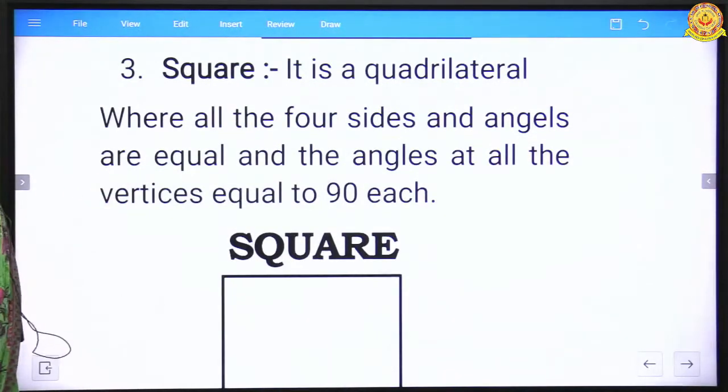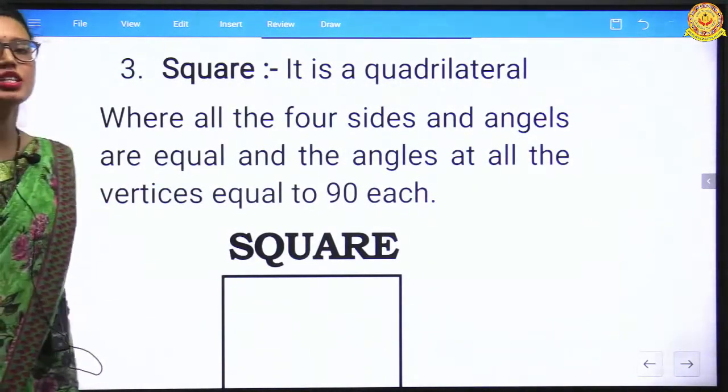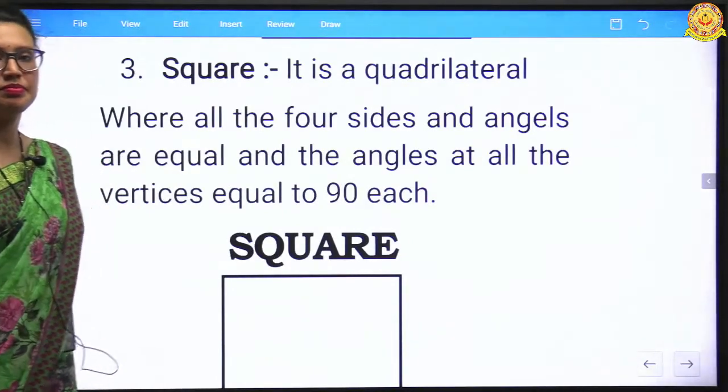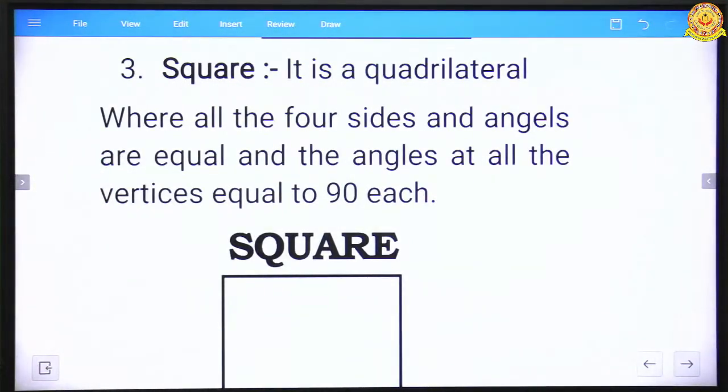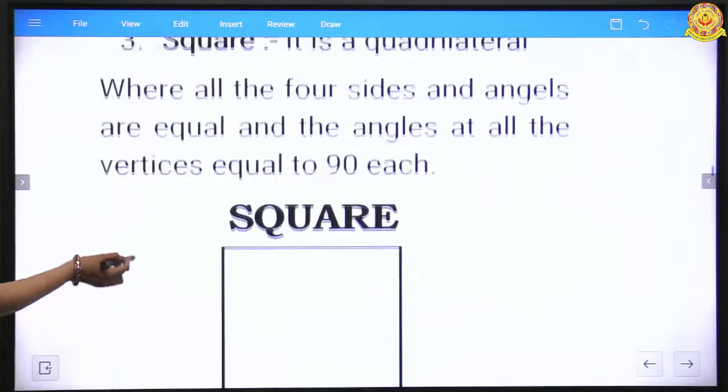Next is square. What is a square? It is a quadrilateral where all the four sides and angles are equal and the angles at all the vertices equal 90 degrees each.